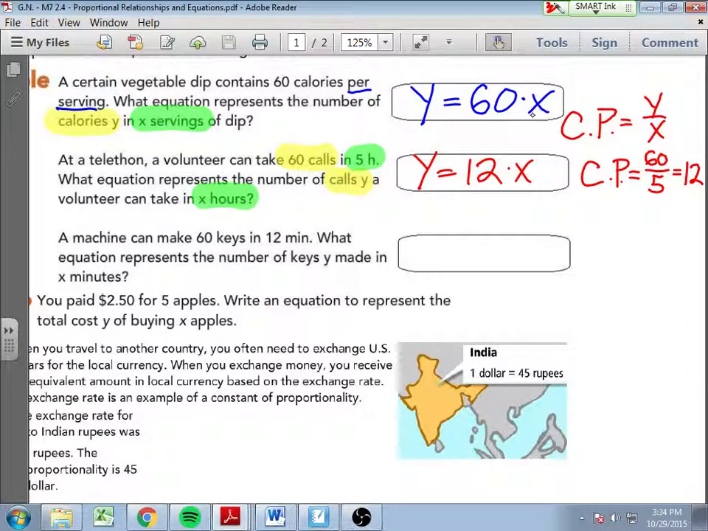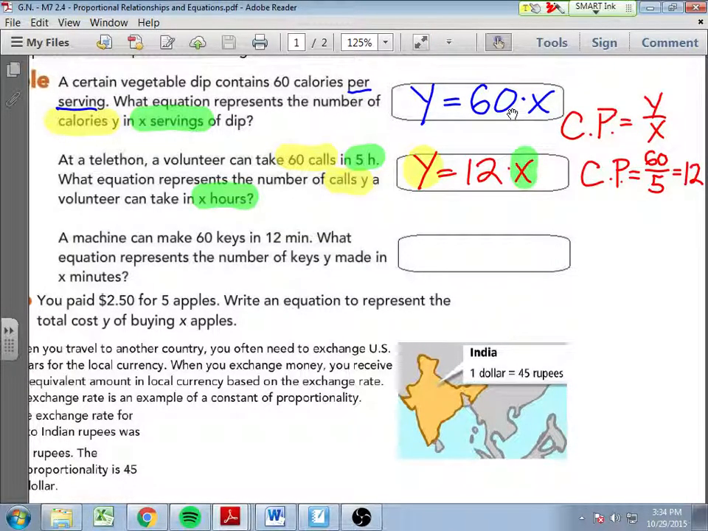Why do you keep putting x? Why didn't you just put like 5 hours? That's a really good question actually. This equation is used to figure out at any amount of hours. So what if she works for 8 hours? Then we'd plug in 8 for the number of hours here. So this x would become 8. I'd do 8 times my 12, and then that would give me how many calls they would be able to take.